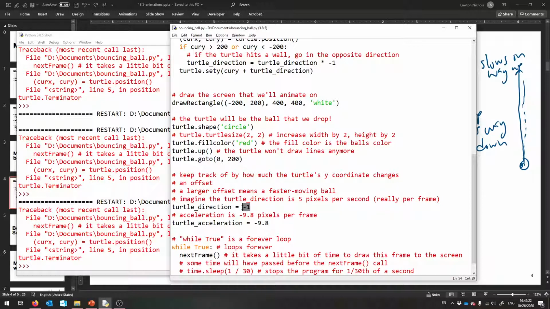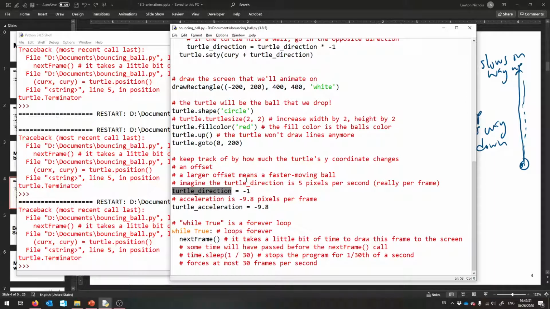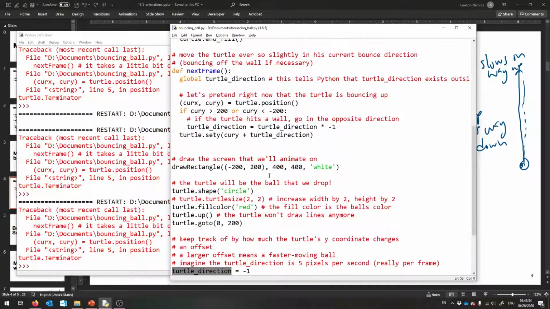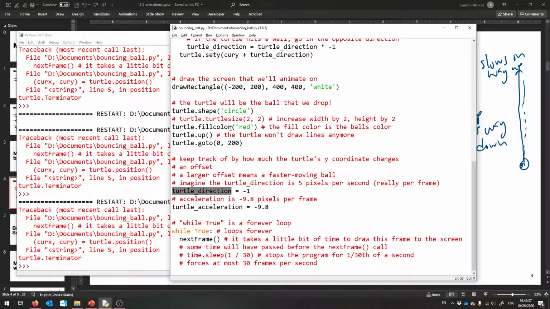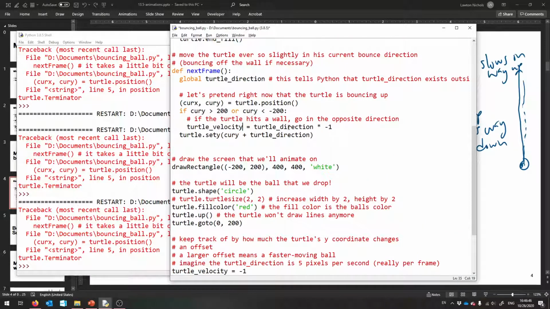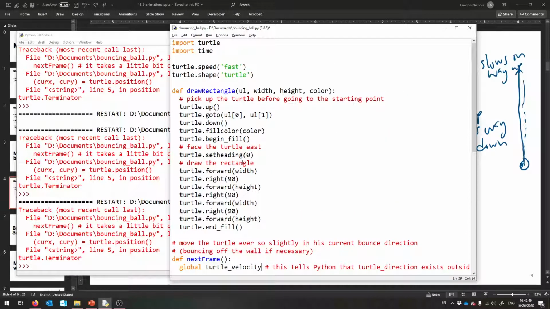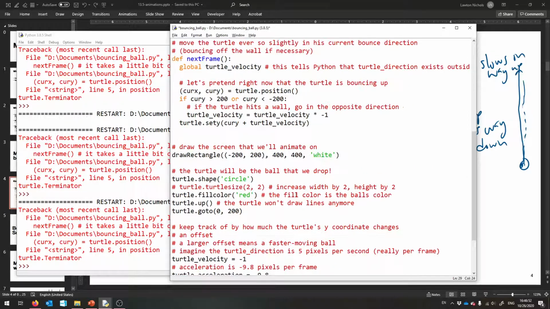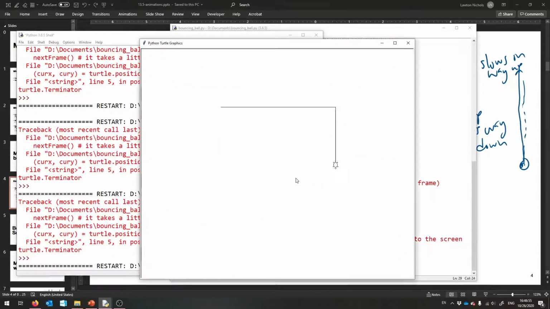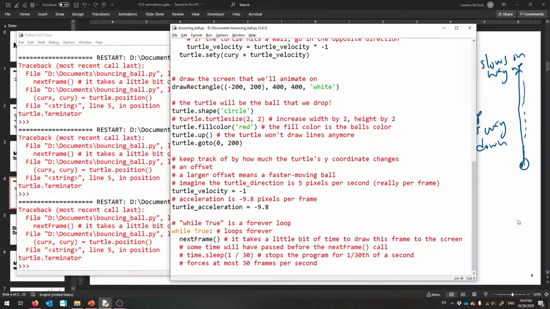All right, so the direction is really the velocity. So let's change that actually. Pull the covers off. Every time we say turtle direction, I'd like to say turtle velocity instead. So instead of turtle direction, let's say turtle velocity. This is called refactoring. We're changing our code with new ideas in mind. I believe that's the only places we use it. Okay. Yeah, it seems to be working. Let's make sure it bounces still. We're good.